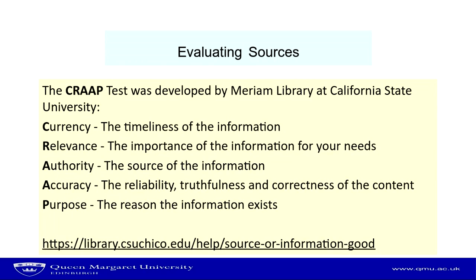There are different tools to help you evaluate sources. We start off with the CRAP test, and this was developed at California State University. This looks at currency, the timeliness of the information; relevance, the importance of the information for your particular needs; authority, the source of the information, is it reliable or not; accuracy, which looks at the reliability, the truthfulness, and the correctness of the content; and last of all, purpose, the reason the information exists. At the bottom here, you can find a link to the CRAP test if you want to look into that any further.